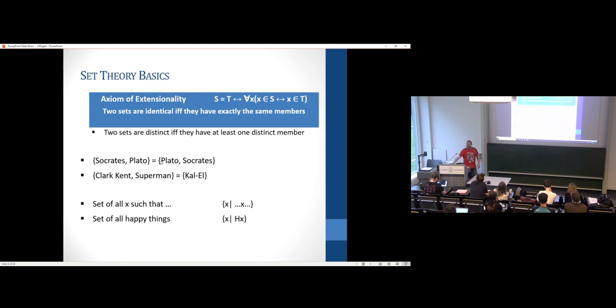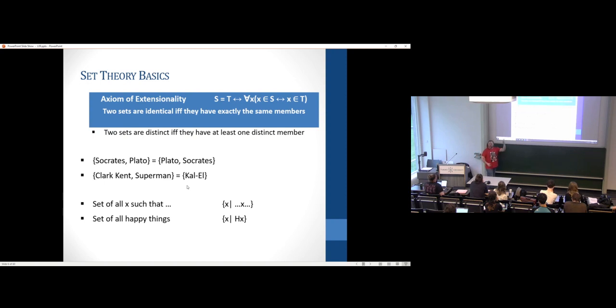Similarly, repetition of names or different ways of referring to the same object don't matter. These two sets are identical, because these are just two different names for Superman. So if you open up this box and look inside, you're just going to find the one object. And this is also another name. This was his Kryptonian name. So if you open it up, you find the same dude.